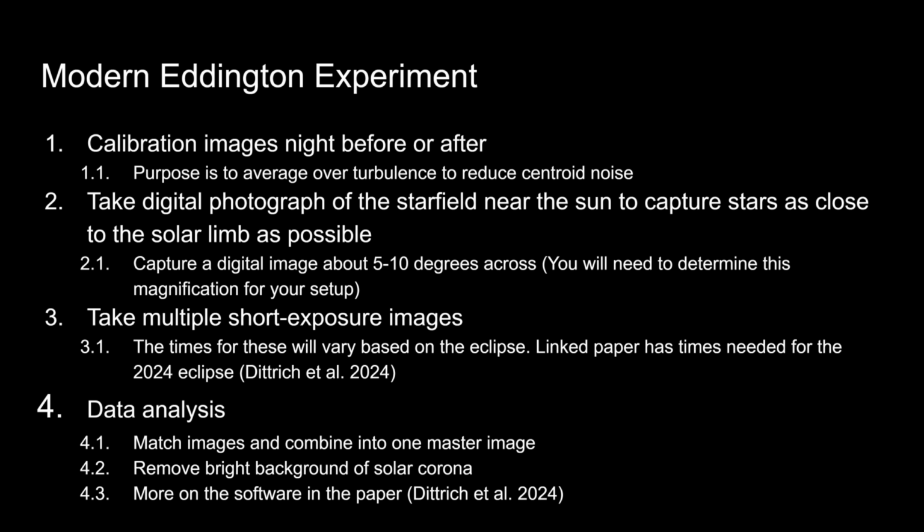So the difference between today and the past experiments is that we can do digital photographs now, where the team in 1919 was using photographic plates. You want to have your photograph be as close to the solar limb as possible and have an area across of about 5 to 10 degrees. And you'll need to determine what this magnification is with your setup. Every telescope is going to have a different focal length, and you're also going to have different cameras. So you need to figure out what is best for your setup.